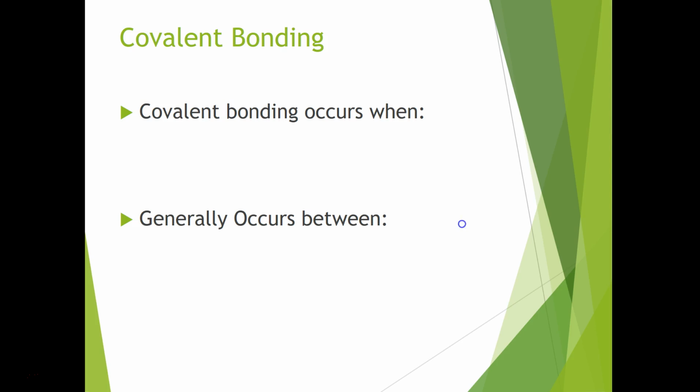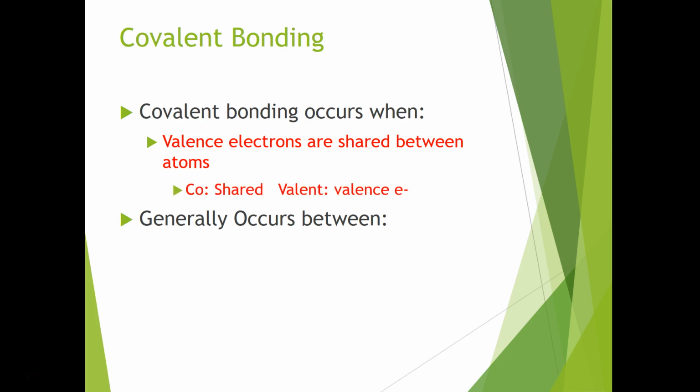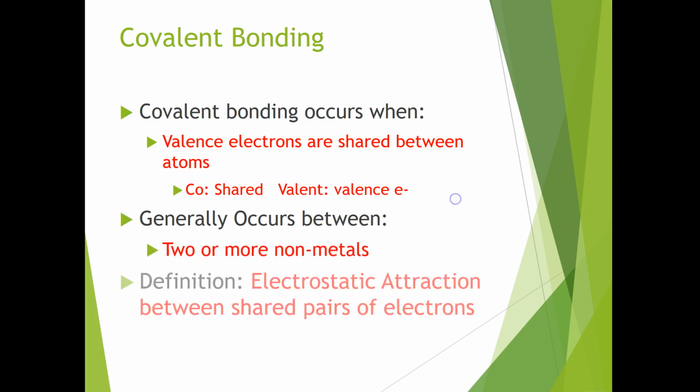Now, covalent bonding occurs when valence electrons are shared between atoms, and you can work that out just by looking at the word covalent. Co tends to mean shared, and valent, they're talking about the valence electrons. So in covalent bonding, valence electrons are shared, and that, as you know, generally occurs between two or more nonmetals. The definition of covalent bonding is also electrostatic attraction, only this time it's between a shared pair of electrons.